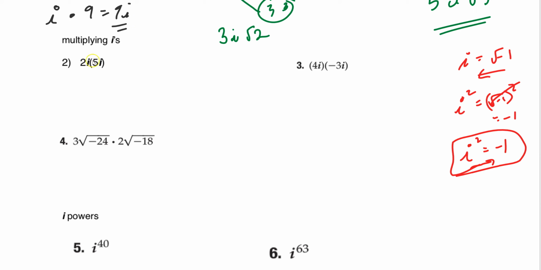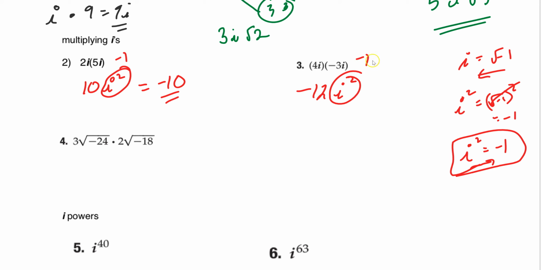So look at this one right here. 2i times 5i. That's 10i squared. Ah, but there's an i squared. That's -1. -1 times 10 is -10. That's how that works. Like here, 4i times -3i. That's -12i squared. Well, this is -1. You multiply -12 times -1. It's just 12. So that's how you simplify i's.